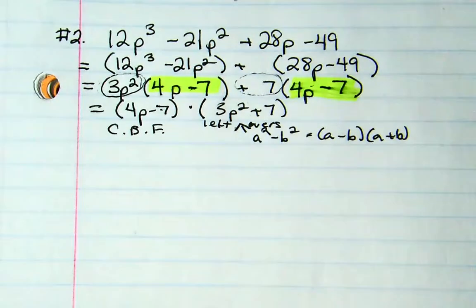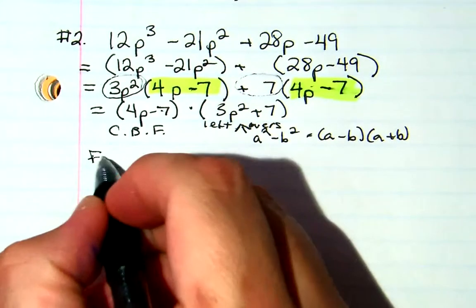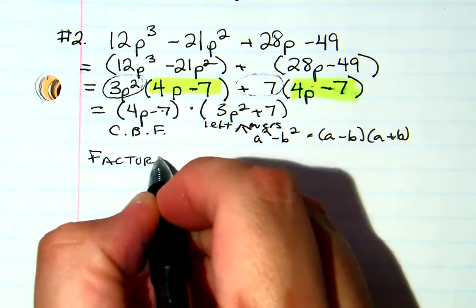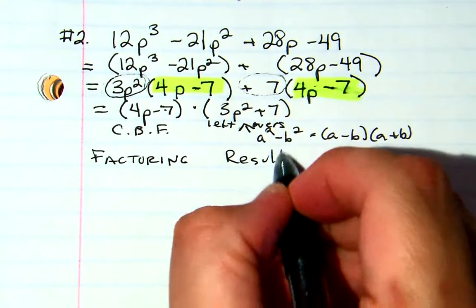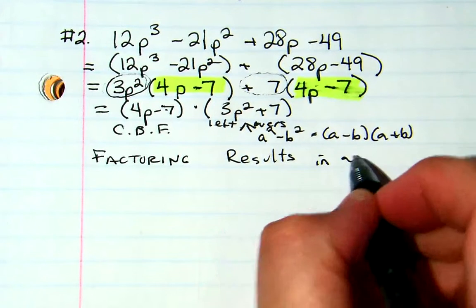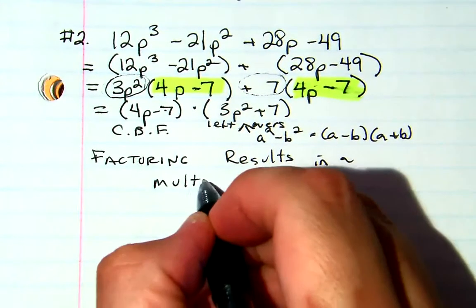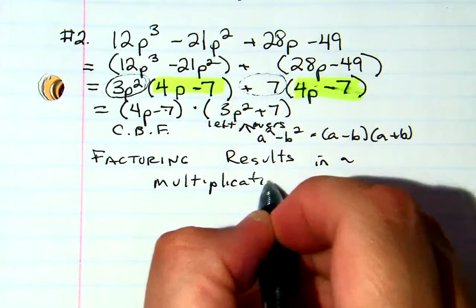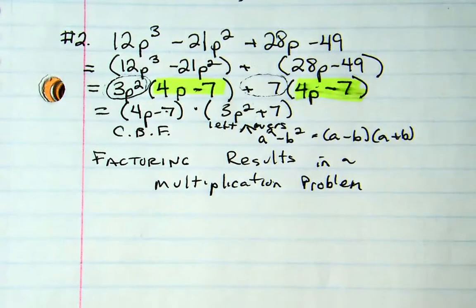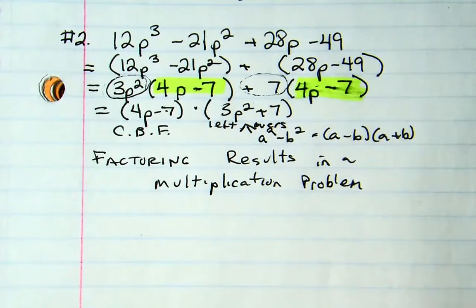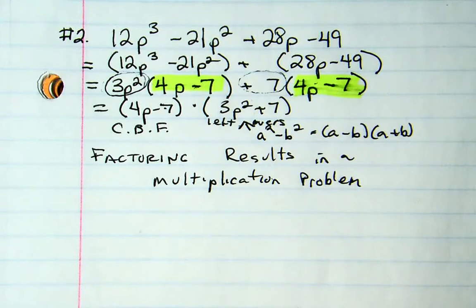Because, remember what we're doing, we're factoring. Factoring always results in a multiplication problem. Capiche?